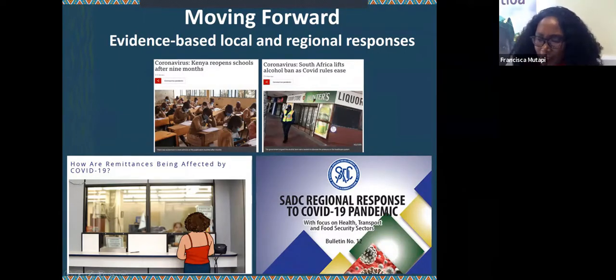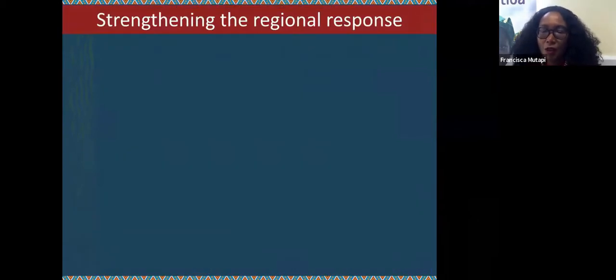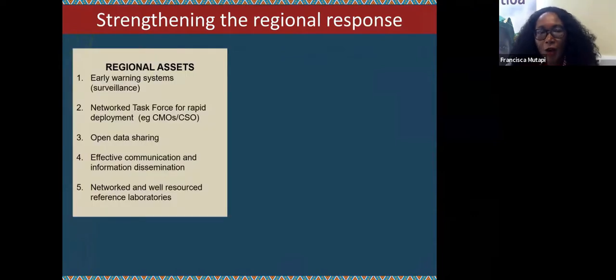Now, in order to build that response and make sure it is sustainable, robust, and deployable when it's needed, you need to strengthen the regional response. And how do you do that? I have put together some regional assets which really would ensure that Africa, particularly the SADC region, can respond not only to this current pandemic, but certainly to the next one, of which there will be. So we need to be prepared.